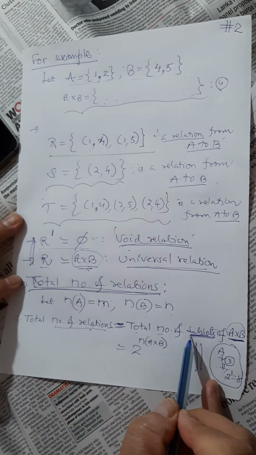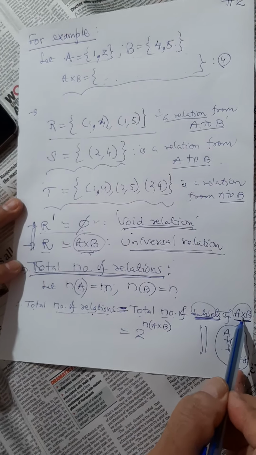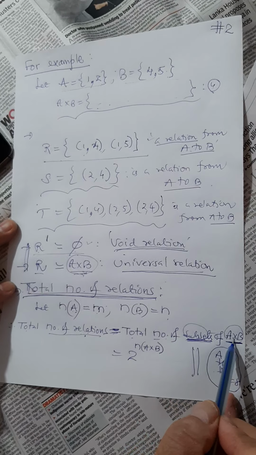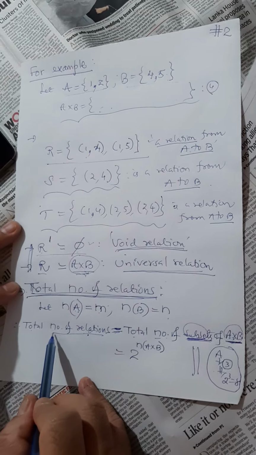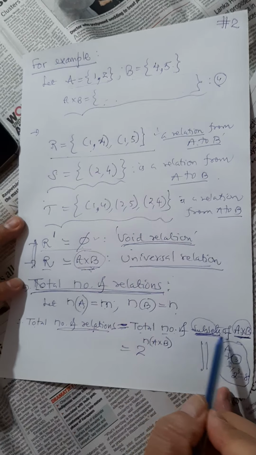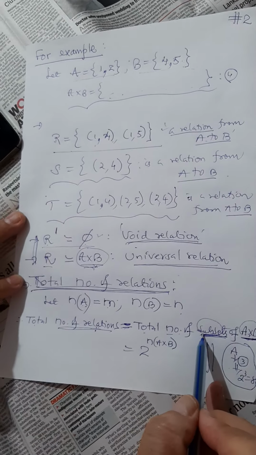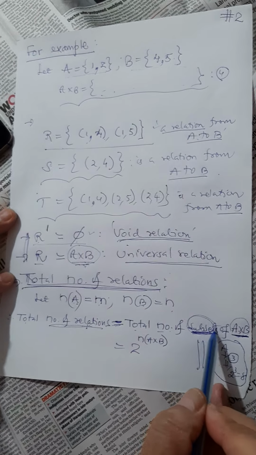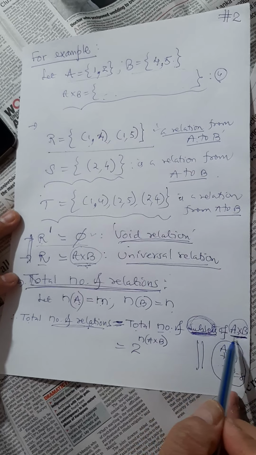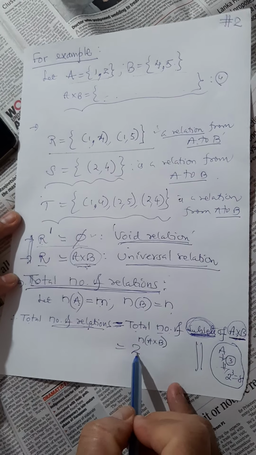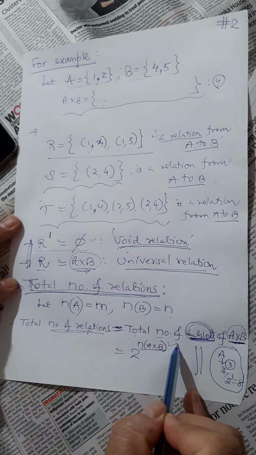Because what is a relation? It is a subset of A cross B. Any subset of A cross B is called a relation. So the number of relations equals the number of subsets of A cross B. Now the question arises: how can we find the total number of subsets of any set? That is 2 raised to the number of elements in that set.